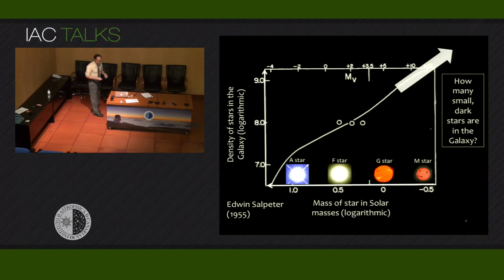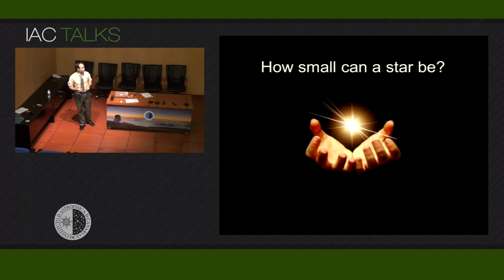And if you believe that you can have these very low mass stars continue to arbitrarily small masses, then it's actually pretty easy to make up the missing matter in our galaxy with lots and lots of little tiny stars that you can't see because they're so faint. And so it begs the question of how small can a star actually be? Is there a limit to how small these little masses, little fusing objects can be?